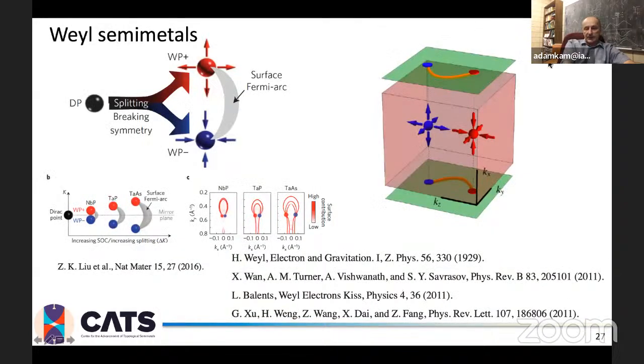The next class of interesting topological materials are Weyl semimetals. The Weyl semimetal occurs when you have a Dirac semimetal and you introduce a breaking of the symmetry, either the inversion symmetry or time reversal symmetry. That's causing the Dirac point to split into 2 poles. The Weyl points, which are positive and negative, are effectively magnetic monopoles in momentum space.